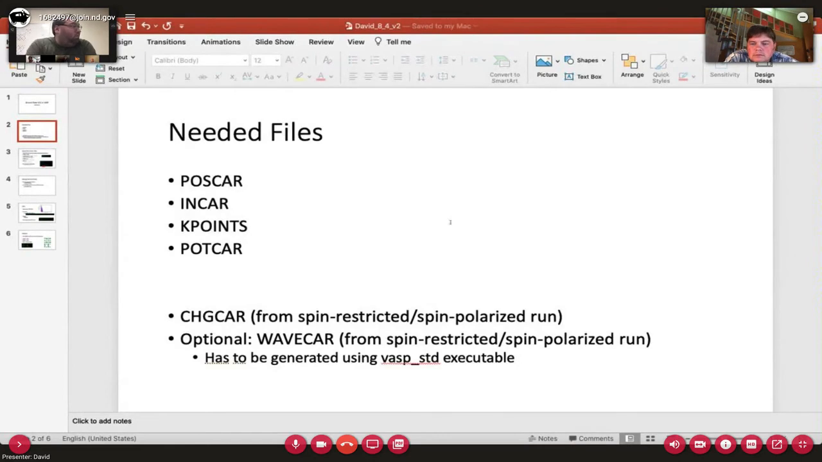So what you need to actually run this is your standard input files: the POSCAR, the INCAR, the KPOINTS, the POTCAR. And we're also going to need the CHGCAR file from our spin-restricted or spin-polarized run. You can also use the WAVECAR, assuming you used the vasp_std executable when you ran that job. If you used the gamma executable, the WAVECAR won't work for this.